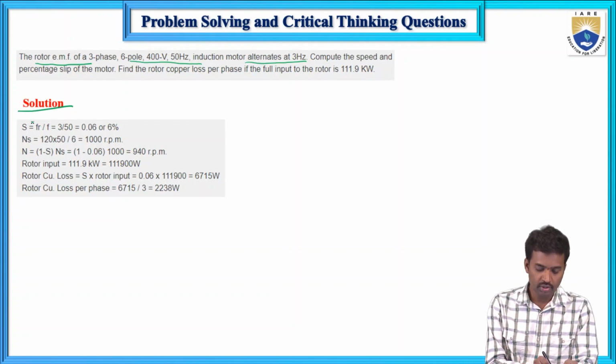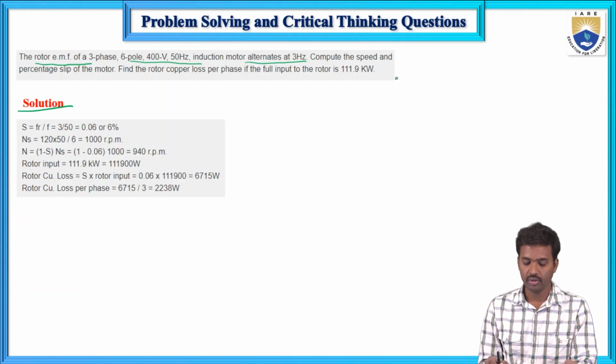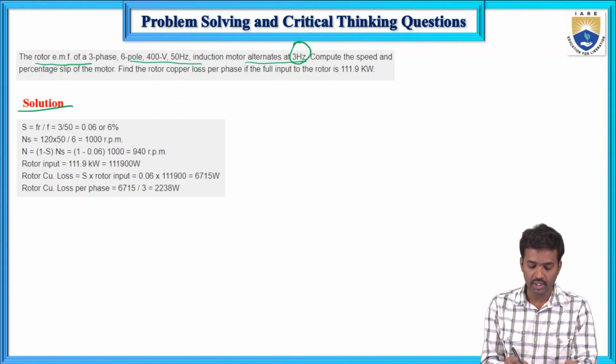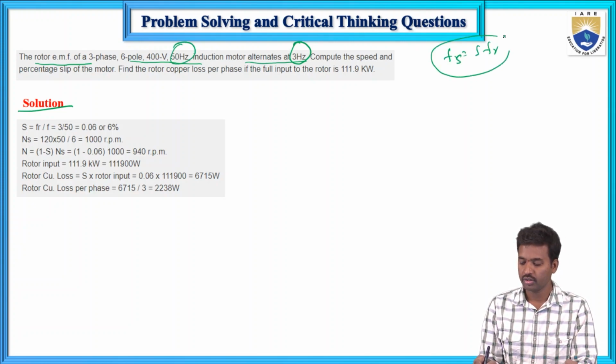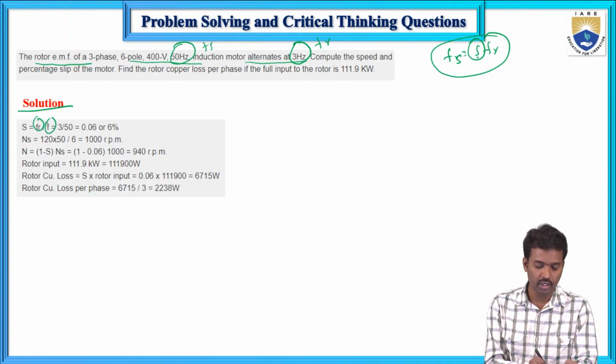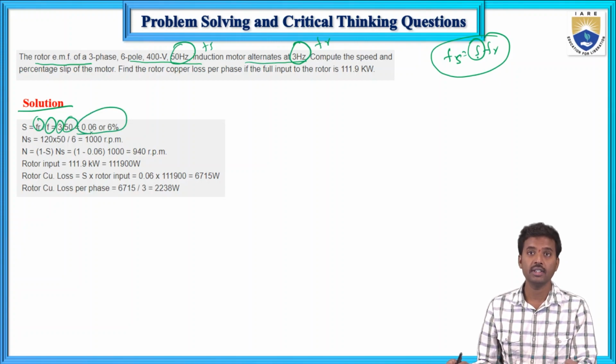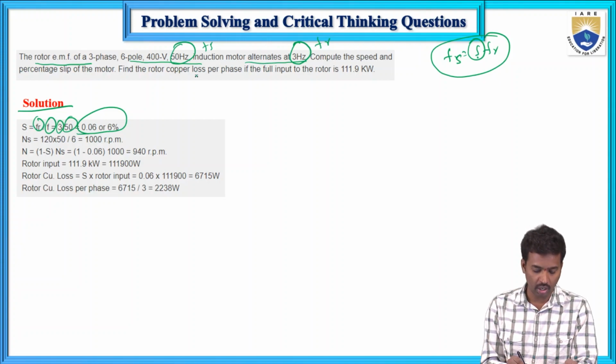First, calculate the slip value. This is the rotor frequency and this is the stator frequency: Fr equals S into Fs. From this, 3 by 50 is 0.06, that means 6% slip. Now find out the rotor copper losses.